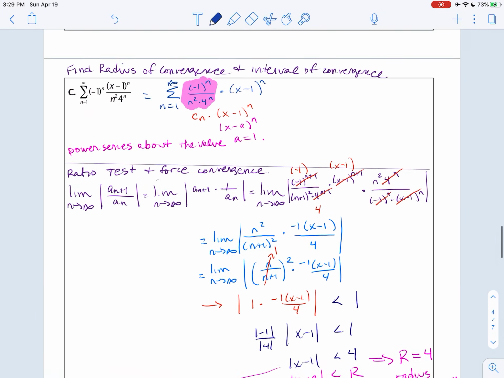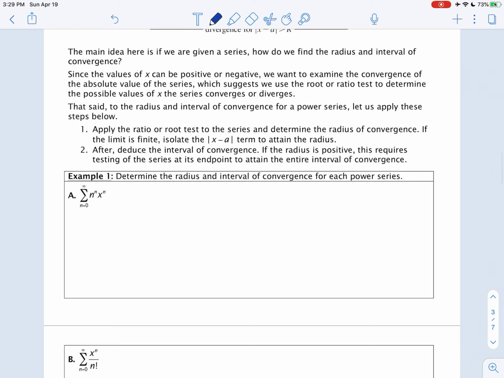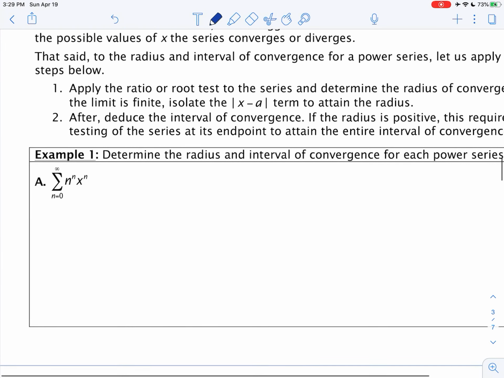Good? All right, so let's back up to the other examples that we have up here. It says determine the radius and interval of convergence for the power series. So notice here that I see an n to the n. This is when you might want to use the root test, when you have an expression to the nth power.